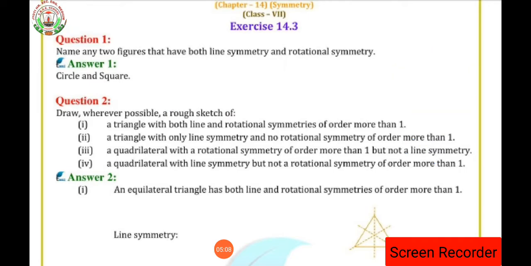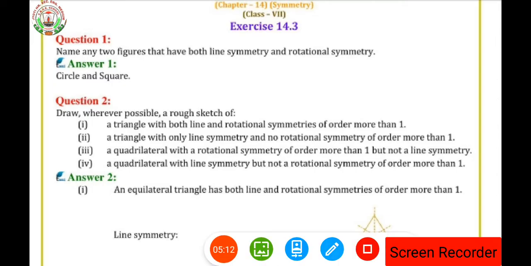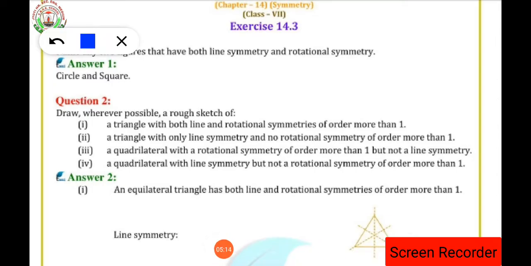Thus a square and a circle will be the examples for figures having both line of symmetry and rotational symmetry. So student, if the question asks for many names, 3 names, 4 names, 5 names, that is, name 5 figures having both line symmetry and rotational symmetry, what you are going to do? In that, these 2 you have to write.